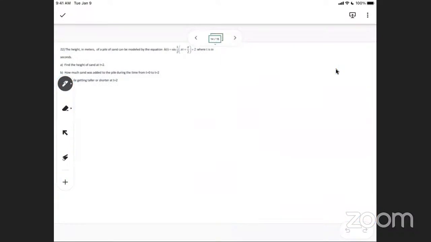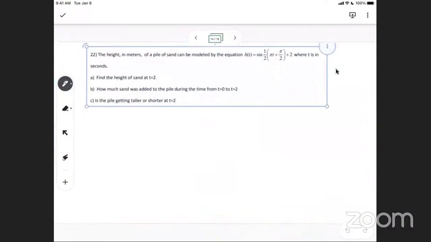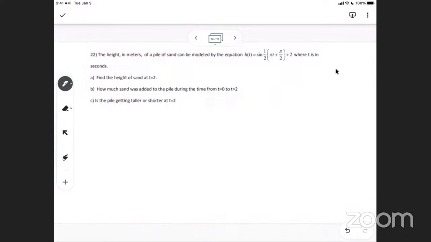So this, we're doing a word problem type thing. Height in meters is modeled by this equation where t is in seconds. Find the height of the sand at t equals 2. So basically you're just plugging in 2 for this one. So h of 2 is just sine of 1/2 times pi times 2, plus pi over 2, plus 2.